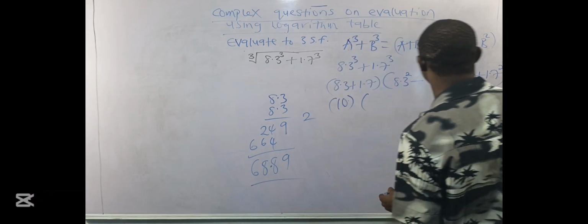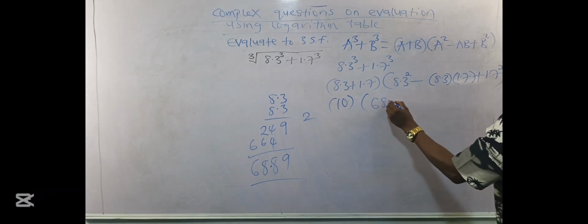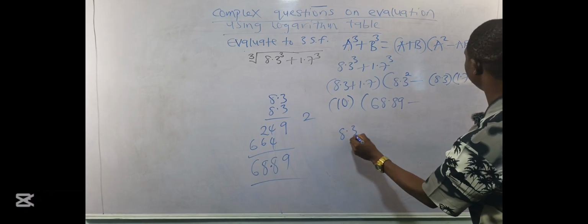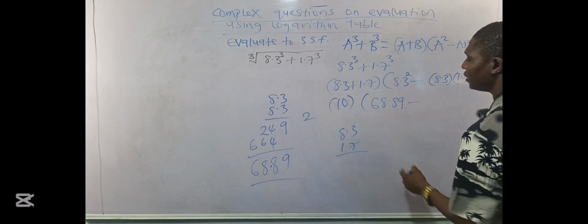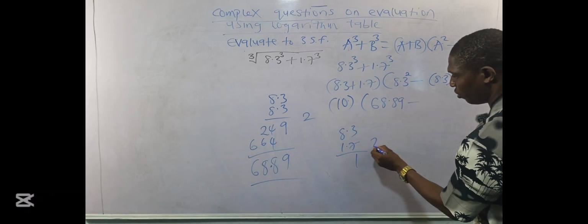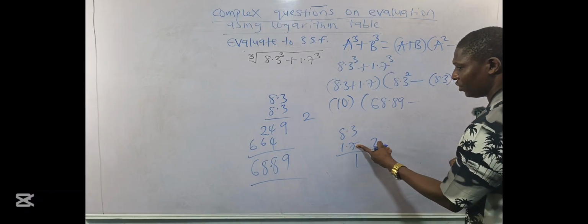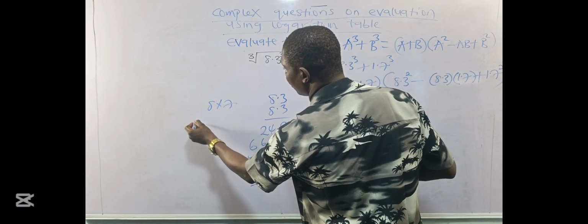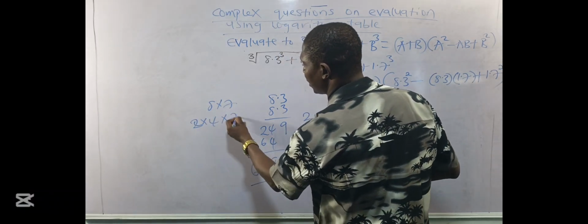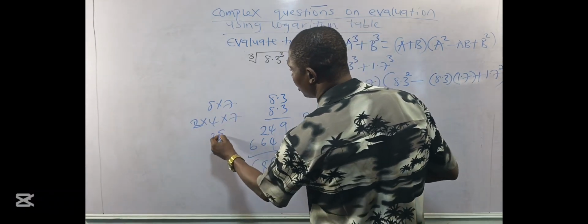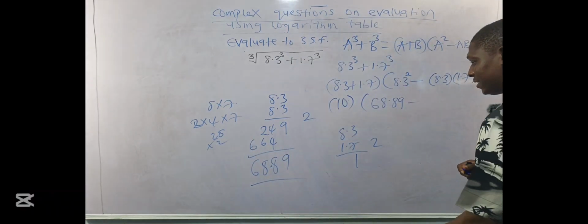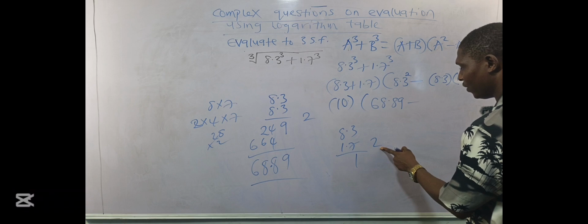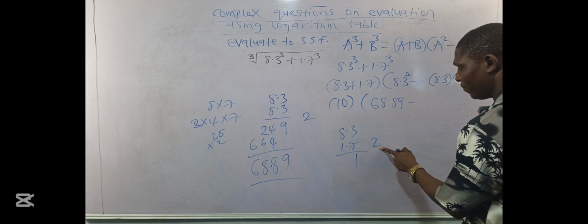So I have 68.89 here, minus, I have 8.3 times 1.7. 7 times 3 is 21, 1 carry 2. 8 times 7 is the same thing as 2 times 4 times 7. 4 times 7 is 28. And 28 times 2 will give me 56. So 56 plus 2 will give me 58.